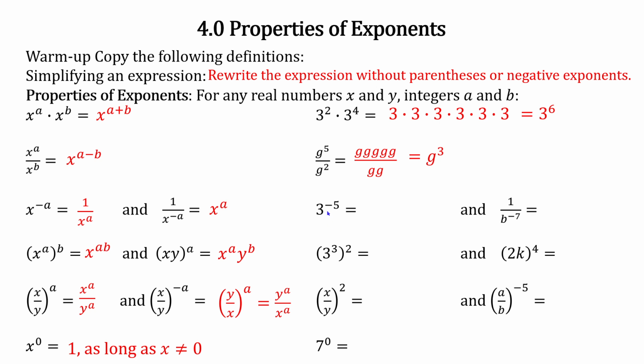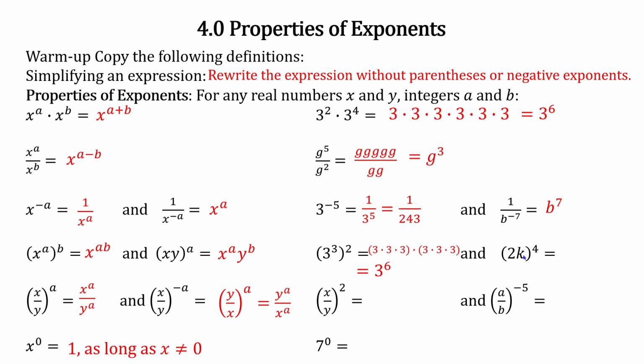3 to the negative 5 would be 1 over 3 to the 5th, which is actually 1 over 243. 1 over b to the negative 7 just becomes b to the 7th. 3 to the 3rd power to the 2nd power, you're going to multiply. So you have 3 to the 3rd power squared. So 3 to the 3rd power times 3 to the 3rd power, 3 to the 6th. That's why we end up multiplying those together.